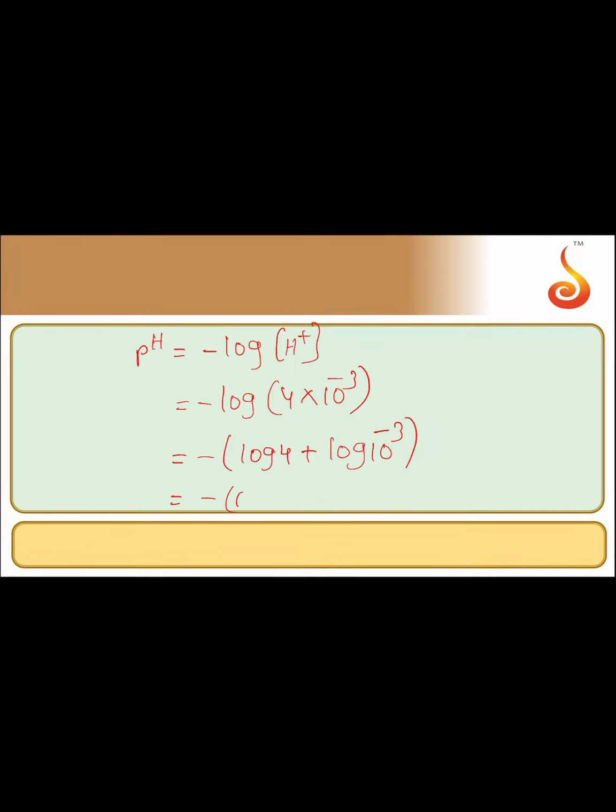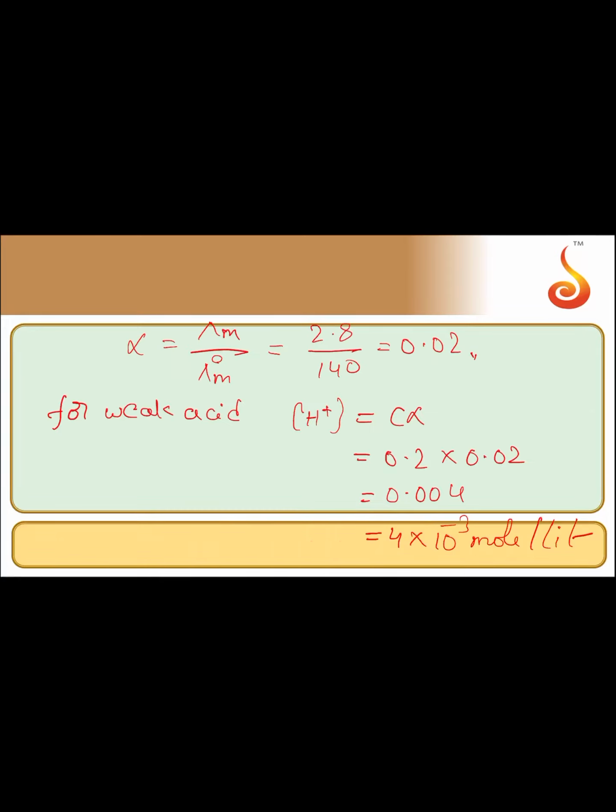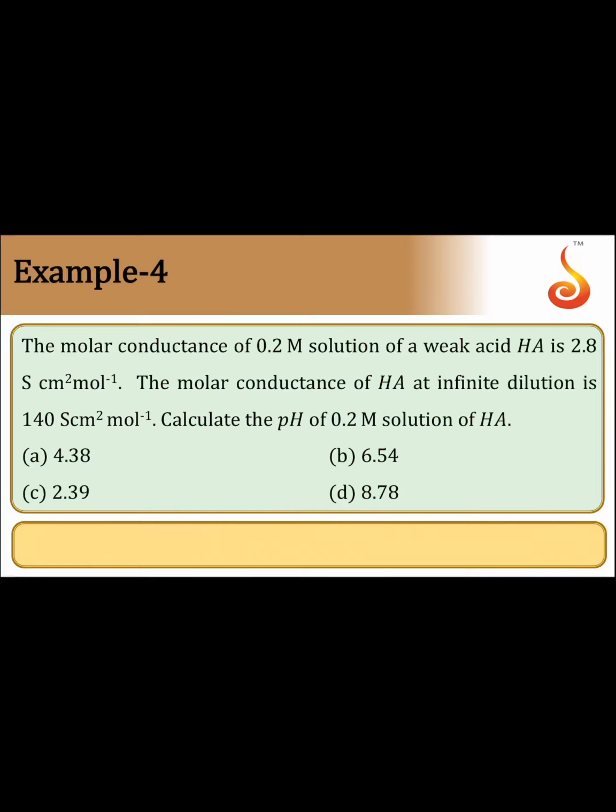Log 4 is 0.602. This we can write as minus 3 log 10. Anyway, log 10 is 1. If you multiply with minus, we get minus 0.602 plus 3, that is 3 minus 0.602, which gives 2.398. So the pH value for this is 2.39.